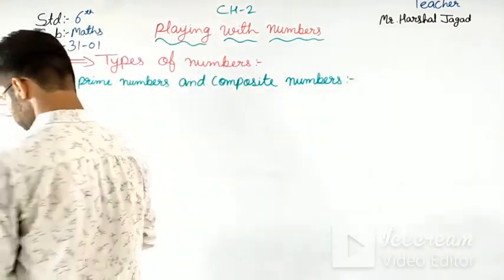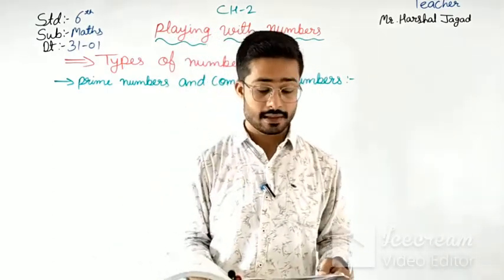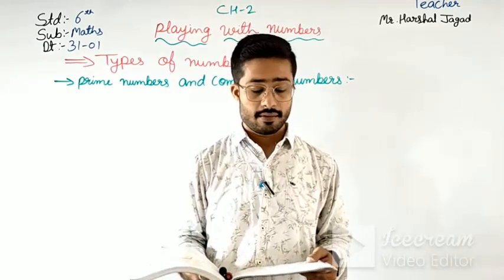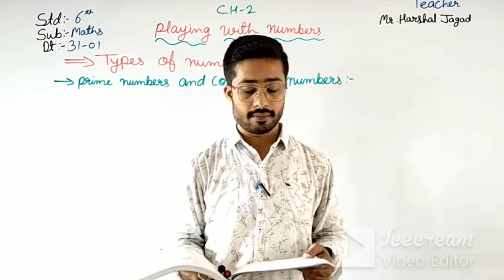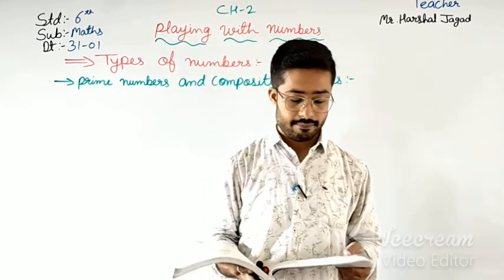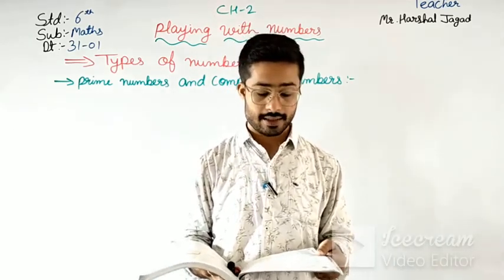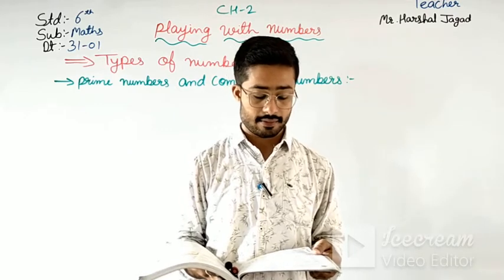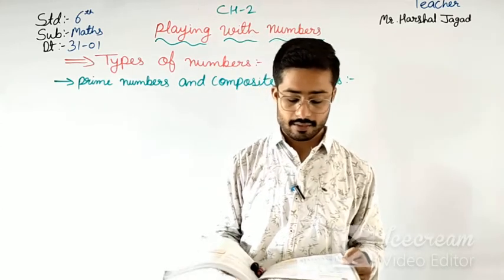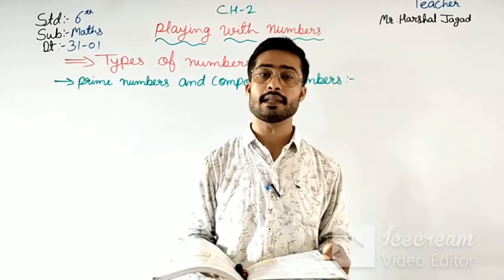First of all, I am just reading the theory which is given in your textbook: write the factors of the numbers given in Table 2.3. Here we find that there is only one number with just one factor, that is 1. Then there are many numbers with exactly two factors, that are 2, 3, 5 and 7. These factors are 1 and the number itself. These are called prime numbers. Numbers with more than two factors are called composite numbers.